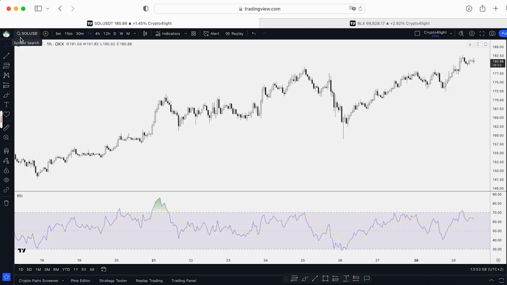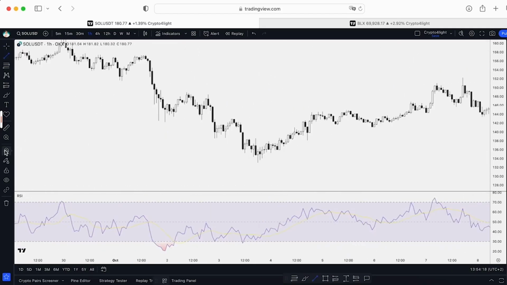One hour time frame, Solana USDT trading pair on OKX, RSI indicator. The drop, here. You can see the drop was October 1st, this one, and the price was like $142 per SOL.